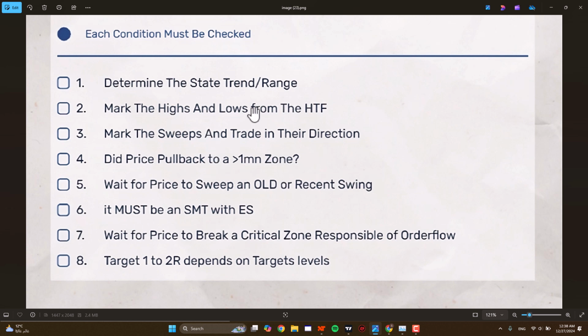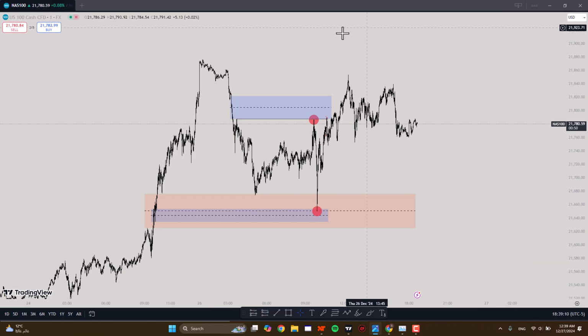Pretty universal, especially the first, the second, and the third, right? So we're gonna go through them one by one and apply them into today's price action.